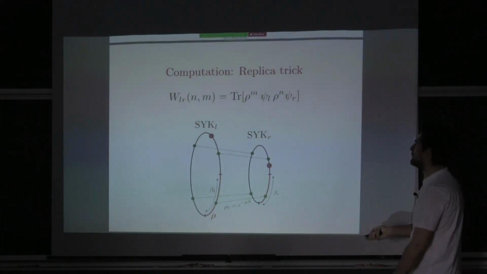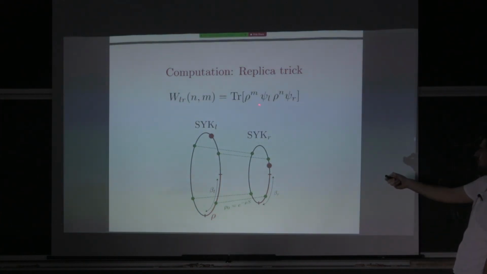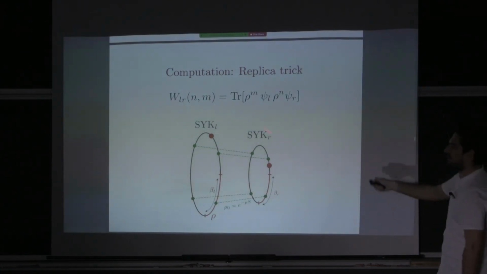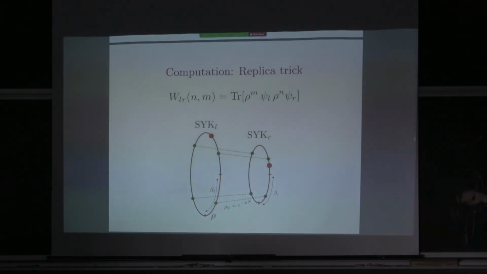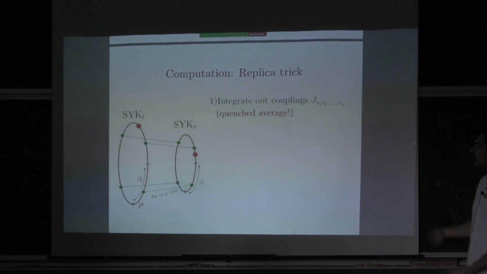In particular, what you want to compute is a two-point function of a fermion on the left and a fermion on the right in this. You may consider this Euclidean path integral with these two insertions. Okay, so this is a well-defined technical problem. You can try to do this. And I'm not going to bore you with the details, and there are lots of details, believe me.